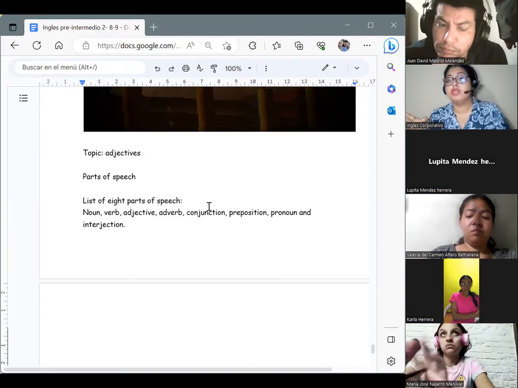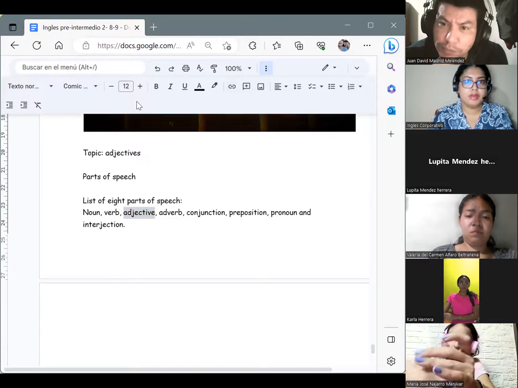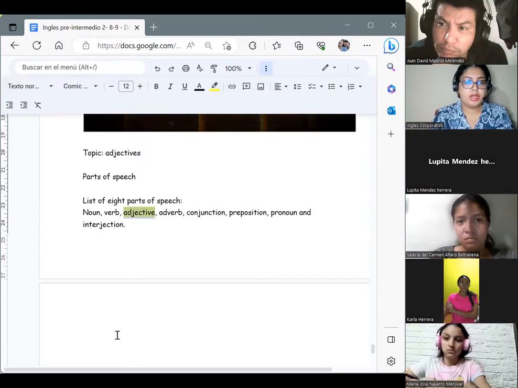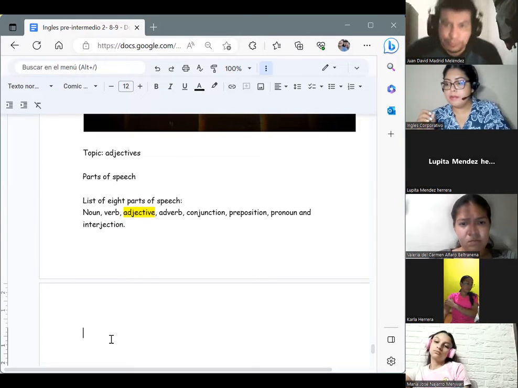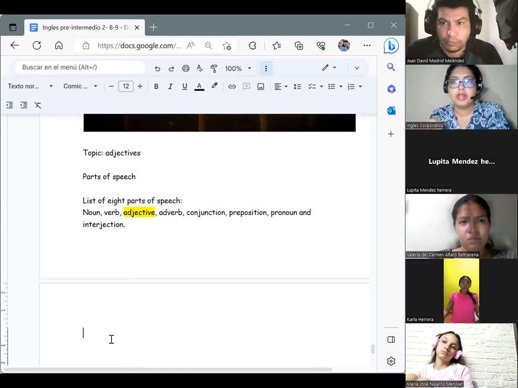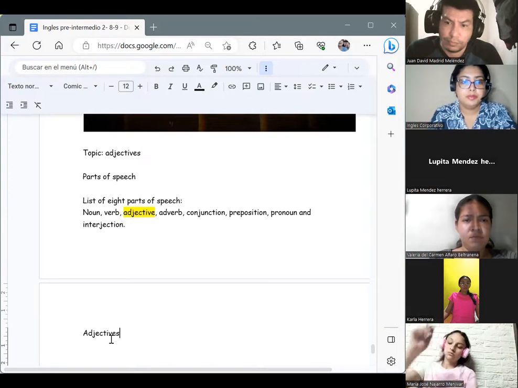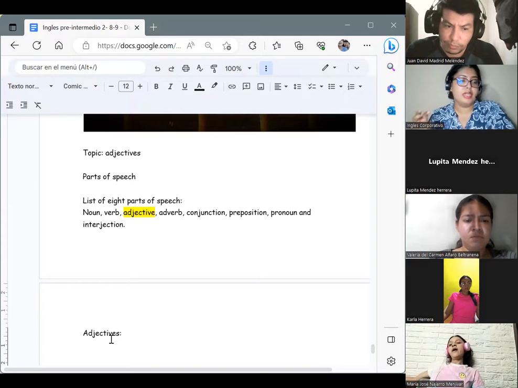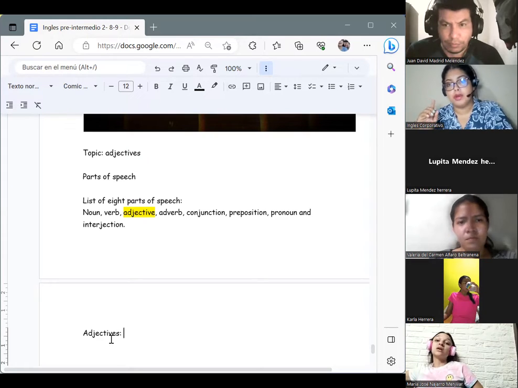Entonces, ahora que ya sabemos que tenemos 8 partes importantes, nos vamos a enfocar en this one, that is the adjectives. Because in this case, we are talking about this one just. We are not going to talk about the nouns, the verb, and not all of them. So, what is the meaning, or what is the general information, or the most important information that we have about the adjectives? In this case, an adjective is a word or phrase. Remember, a word or a phrase that is used to modify a noun or a pronoun.